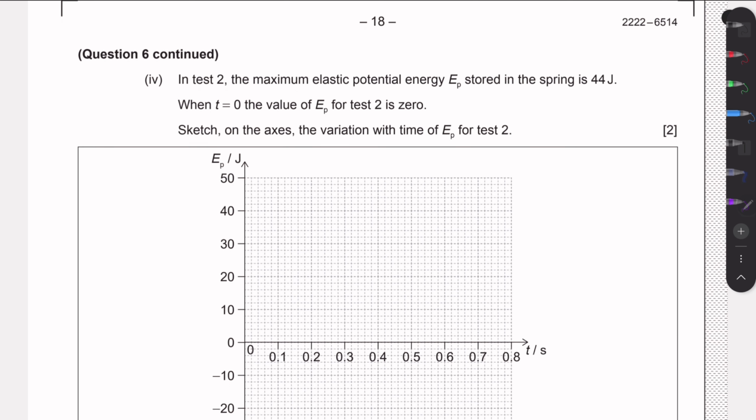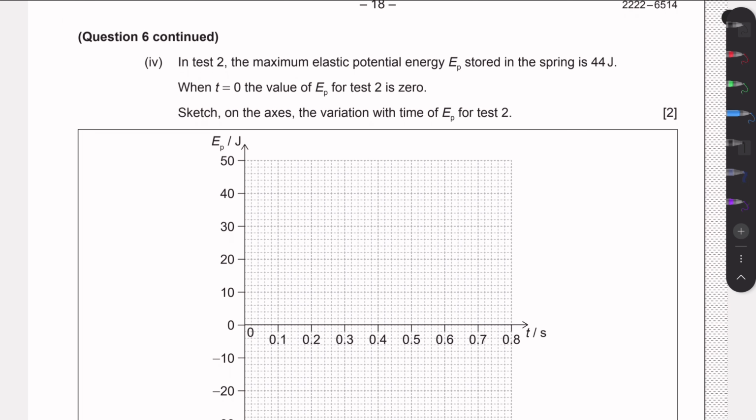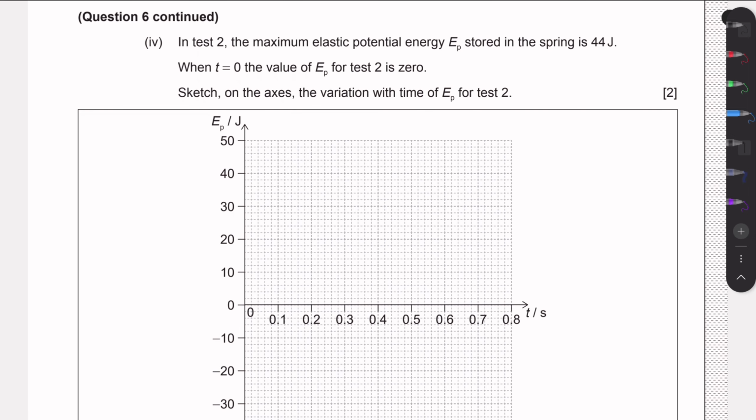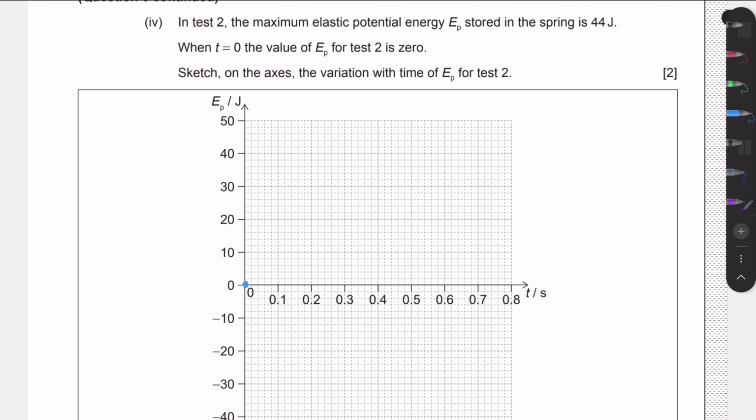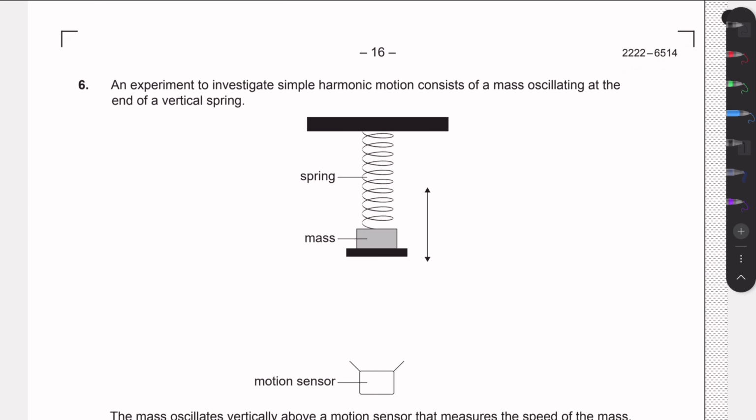And then we are told that in test 2, the maximum elastic potential energy stored is 44 joules. When t is equal to 0, the value of EP for test 2 is 0. So we already know that we're going to start at the origin, as potential energy is 0 at t equals 0. And we need to sketch on the axis the variation of this potential energy for test 2. If we know the shape of this graph, this is a very simple question, but we can also think about this logically. If our initial potential energy is 0, that means that we are actually at the middle, as we must know that for an oscillation like this, the energy remains constant.